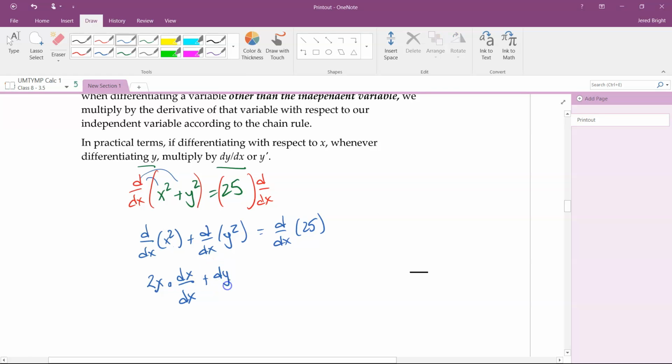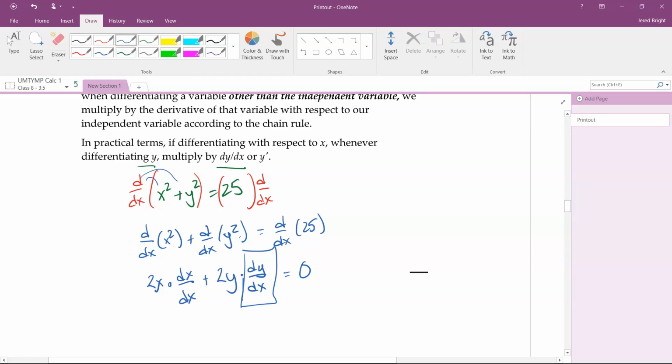Now where things get interesting is this next step. I can still differentiate y as normal, and this is kind of weird, but it would just use the power rule. But now I'm not differentiating x, I'm differentiating y with respect to x. So according to the chain rule, I have to include dy/dx. This is the new part. We're differentiating some variable expression that is not x, so we need to include that dy/dx in there as well. When we do this last one, we just get 0.